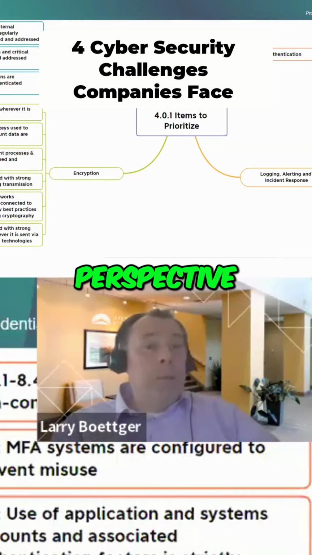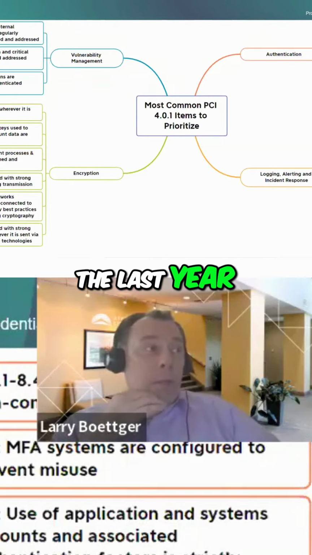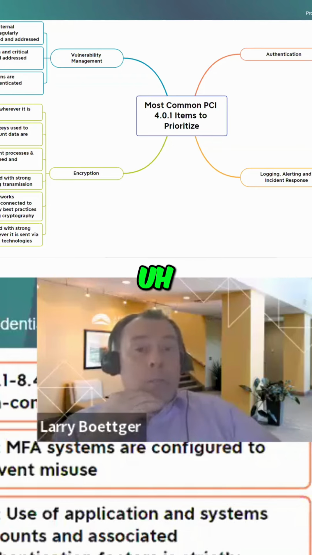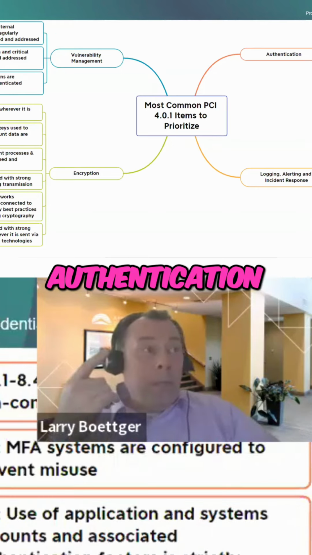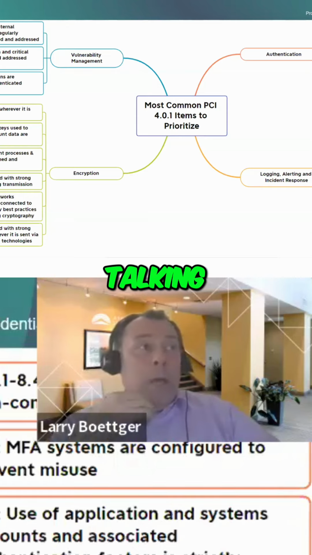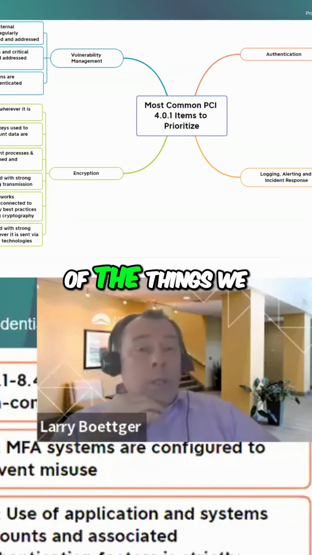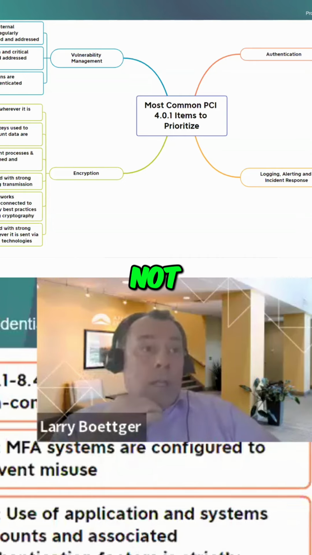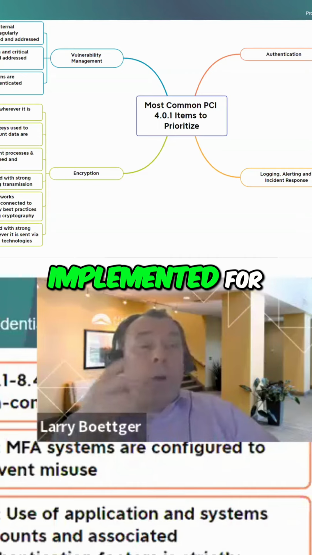From a technical perspective, there are four areas that we've seen in the last year through assessments that most clients are challenged with, and we're going to cover those four briefly. First off is authentication, as we've been talking about with MFA. Huge emphasis. You'll hear us repeat it a lot because this is one of the things we see commonly not in place or has gaps when we do the assessments.